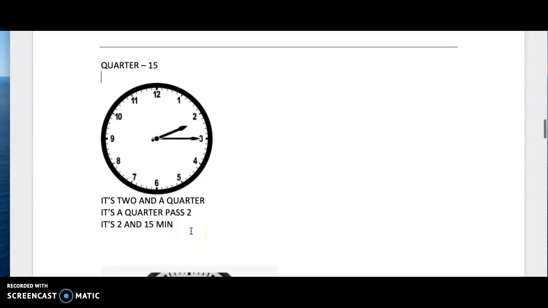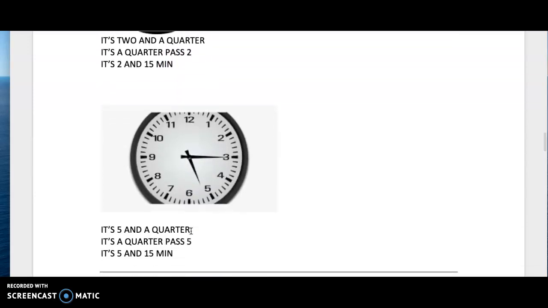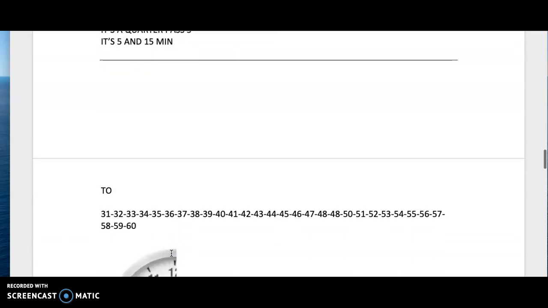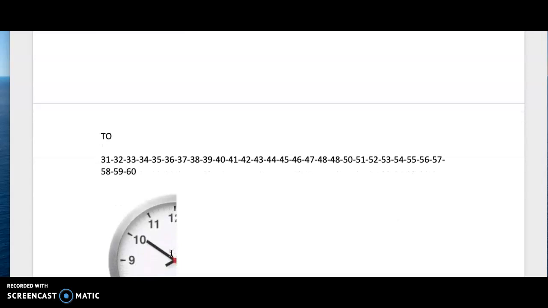Let's see some other examples. Here we have this clock. What time is it, guys? Okay, it's 5:15. Son las 5:15. Or the other way, it's 5:15. Okay, very good.